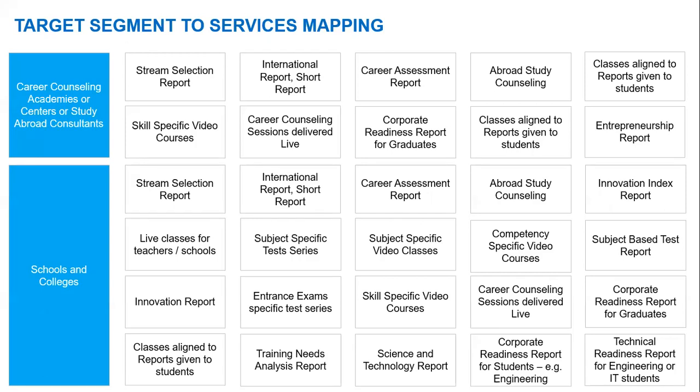For schools and colleges, if you go, then these are the services you can offer: stream selection report, international reports, short reports, career assessment report for 10th and 11th and 12th or graduates, for example, abroad study counseling. You can look at innovation index report, where you can measure innovation among students and college students. You can offer live classes or subject specific test series or subject specific video classes. You can also, for those who are graduates, look at competency specific video courses like marketing or sales, for example, or subject based test reports.